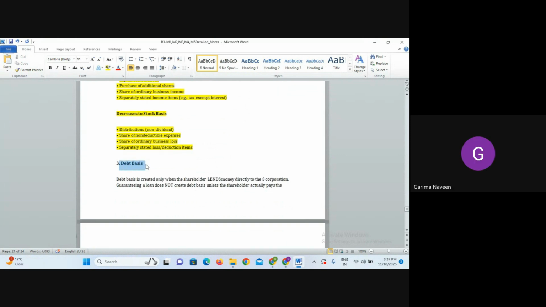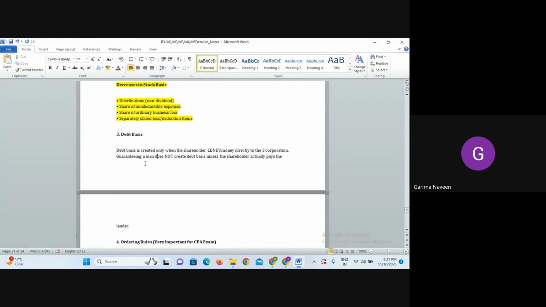Next is your debt basis. Debt basis basically represents how much a shareholder lends money directly to the S corporation. It basically represents how much of a loan the S corporation has taken from the shareholders.